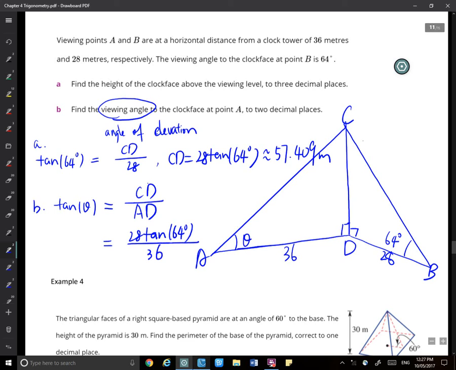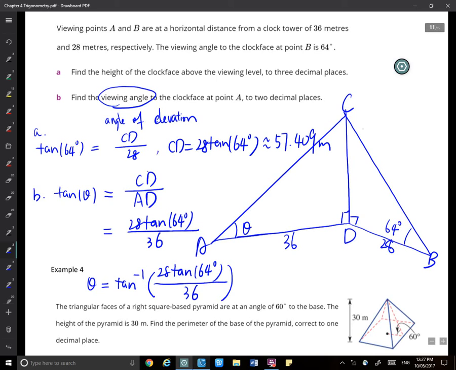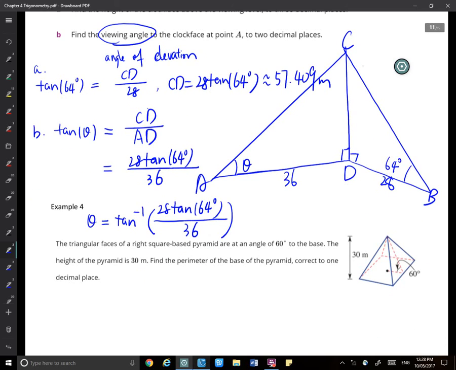is 36 degrees. I want to keep using exact values. I don't want to use the rounding value. I want to use the exact value of CD. So theta equals tangent inverse of 28 tangent 64 degrees over 36. Tangent inverse of 28 times tangent 64, which is the height of the clock tower, over AD, which is the adjacent.